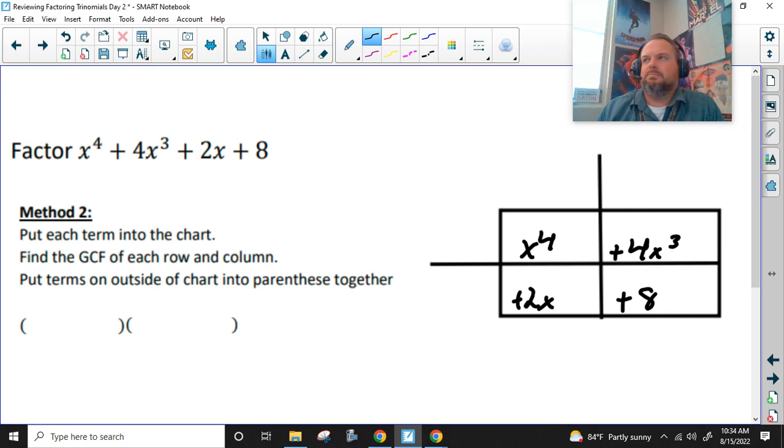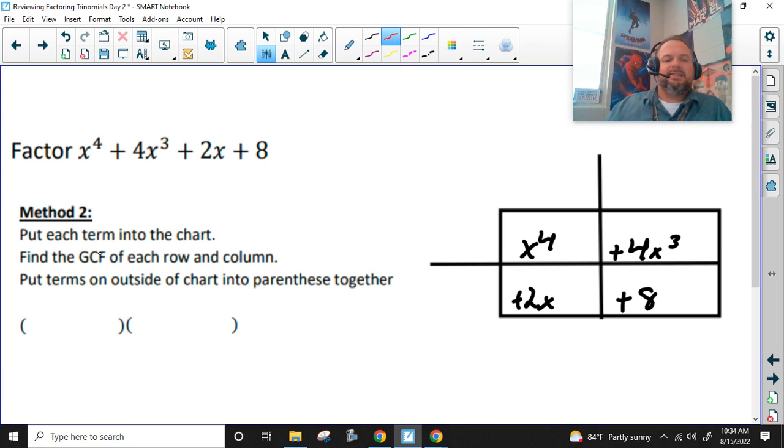Okay. You should not be confused. I just put each term in a box. I took a term, I put it here. I took a term, put it here. Now I put the signs in front of them because they may play a part later. Okay.